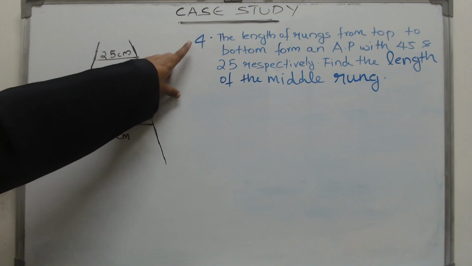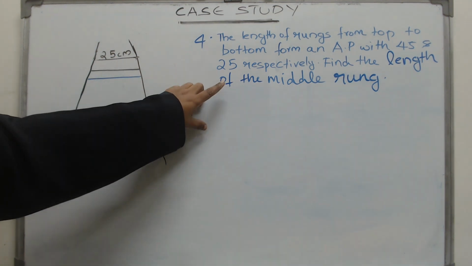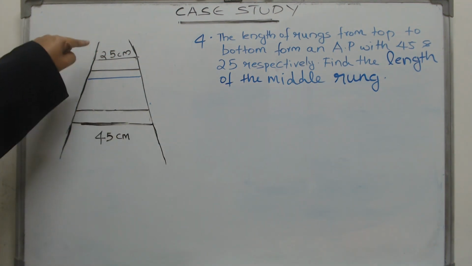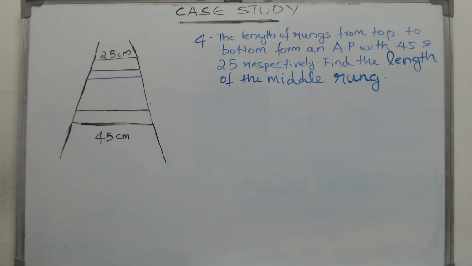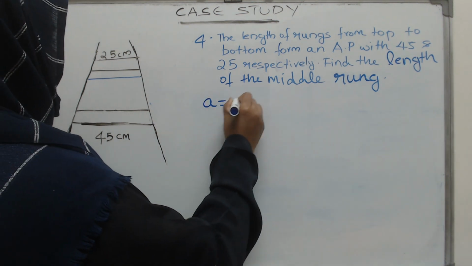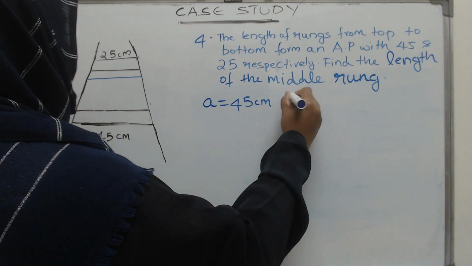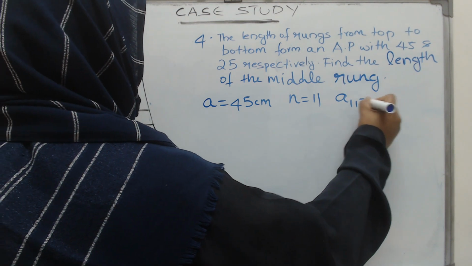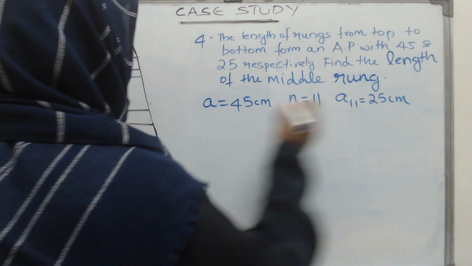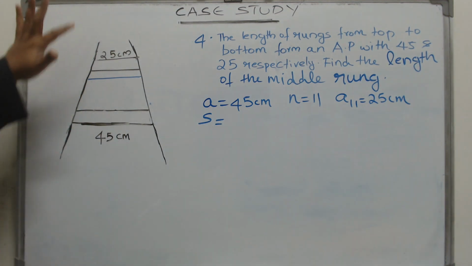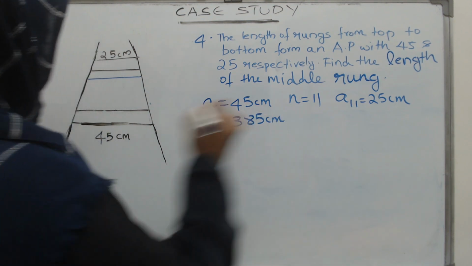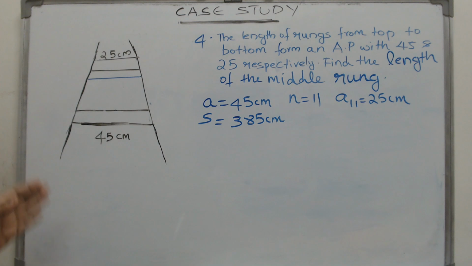Now we are on to our fourth question. We need to find the length of the middle rung. But what do we know? All of these steps form an AP. What information do we know about it? We know that the first term is 45 centimeters, there are 11 terms, and the 11th term is 25 centimeters. Also, we know that the sum of all of this is 385 centimeters. Now the question is, what is the middle term?